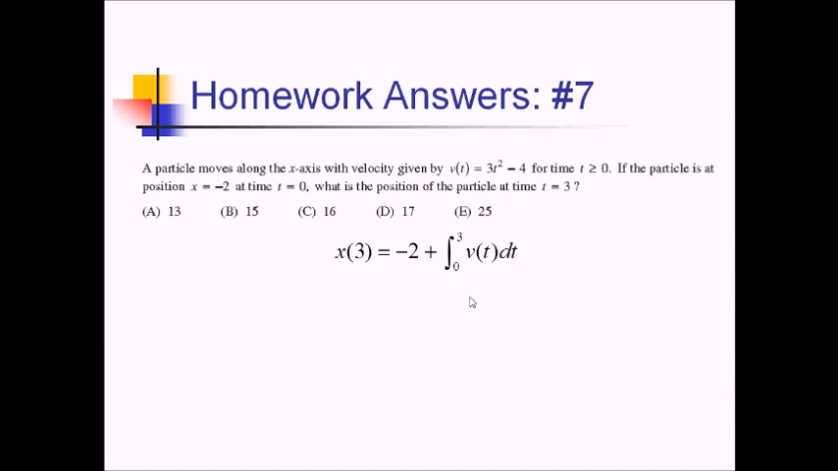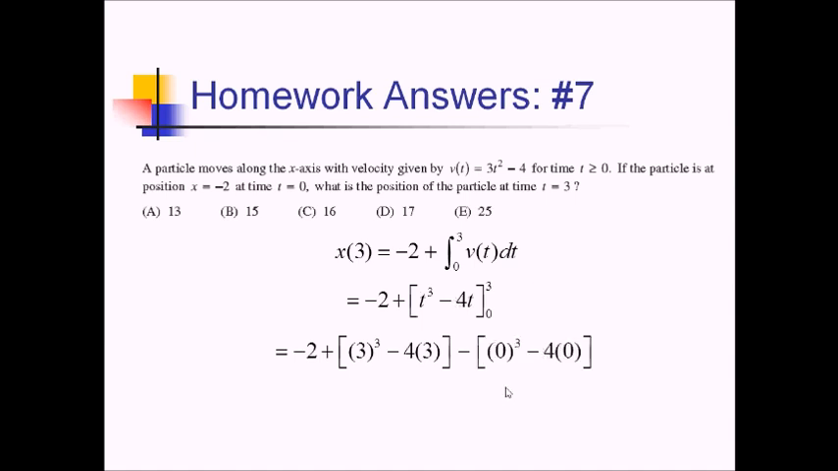But this was a no calculator question, so we had to do this by hand. Antiderivative of v, that's going to be, let's see, t cubed minus 4t, all integrated from 0 to 3. So this is -2 plus, and now all this stuff with 3 plugged in, minus all this stuff with 0 plugged in. The good news is that all this stuff with 0 plugged in is just 0. So we just have -2 plus this first bracket. This is inside here 27 minus 12, which is 15. So -2 plus 15, which comes out to 13.